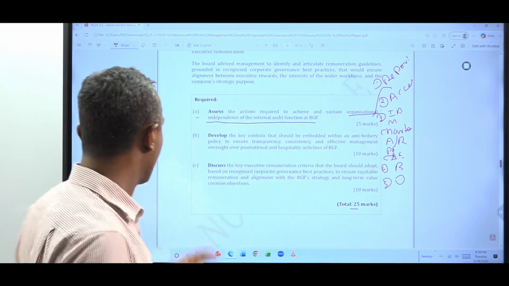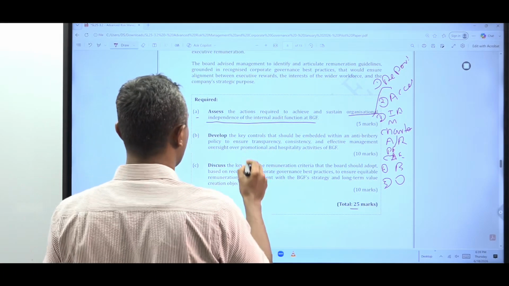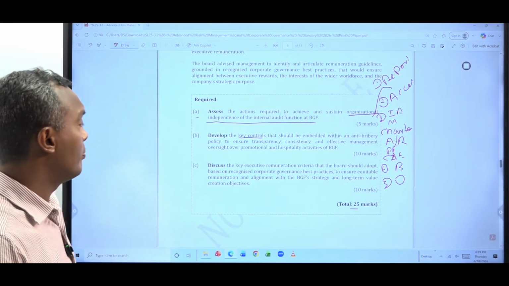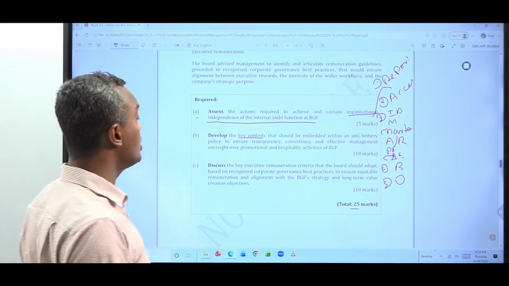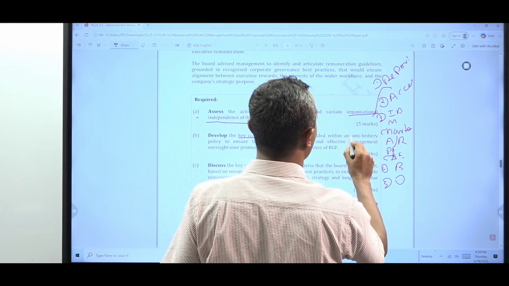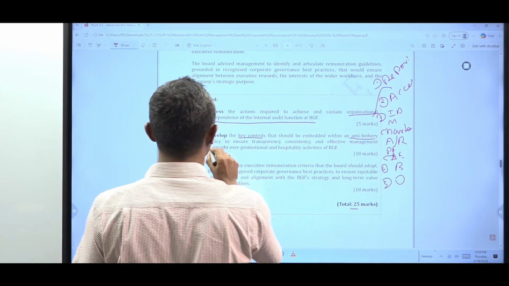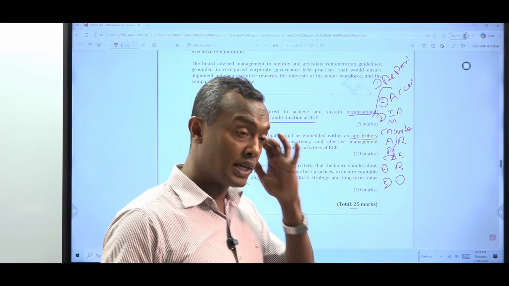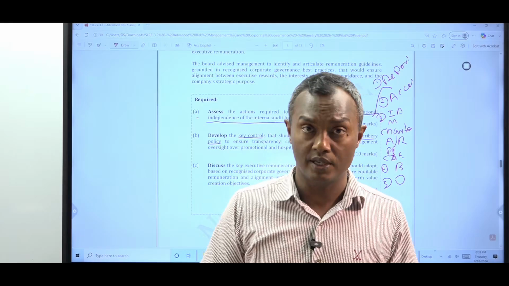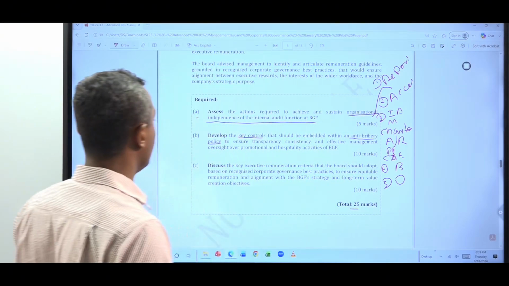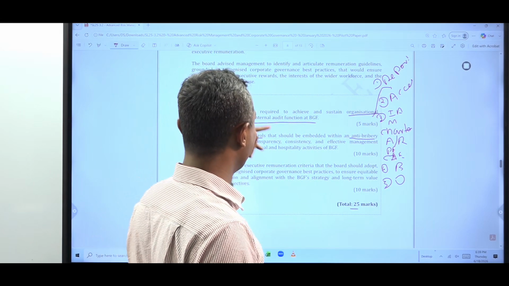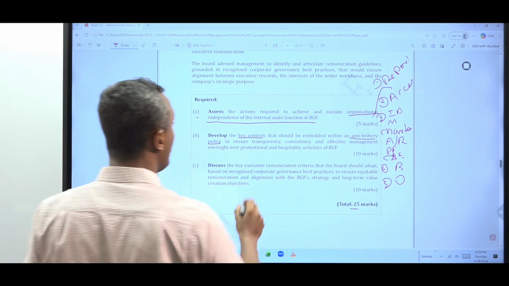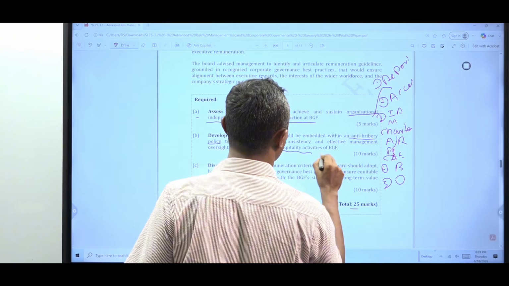So likewise, if you look at part B, that talks about key control. This term, key controls, is very important. Key controls should be embedded within an anti-corruption policy. Now, the topic is the anti-bribery policy, right? This is a famous topic, and even your syllabus has a section called compliance. So, an anti-bribery policy to ensure transparency, consistency and effective management oversight over promotional and hospitality activities of this company.